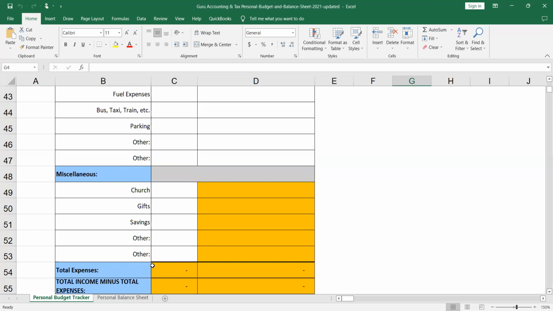Then we'll have our total expenses down here. So there's the budgeted in this column. Then we have the actual in this column.